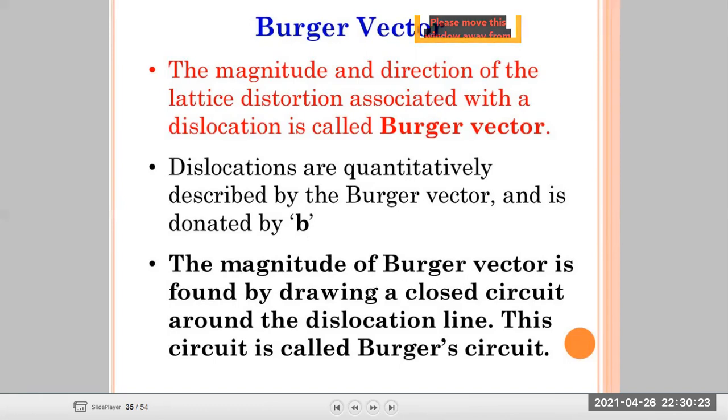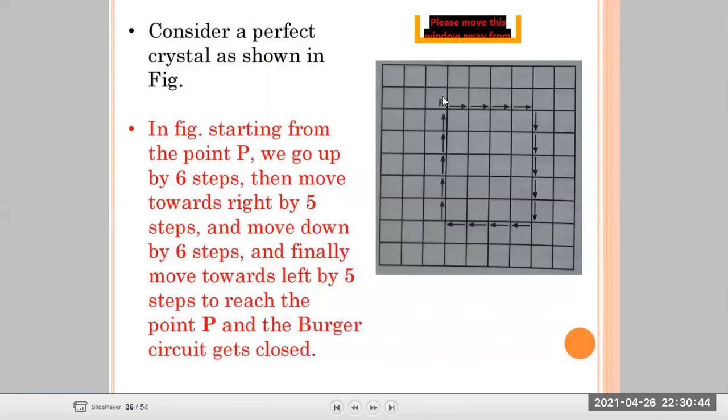The magnitude of the Burgers vector is found as follows. Since it is a vector quantity, it has both magnitude and direction. We assume that the magnitude of the Burgers vector is found by taking a closed circuit around the dislocation line, and this circuit is called the Burgers circuit. Please see this.